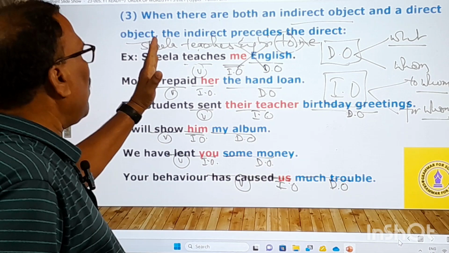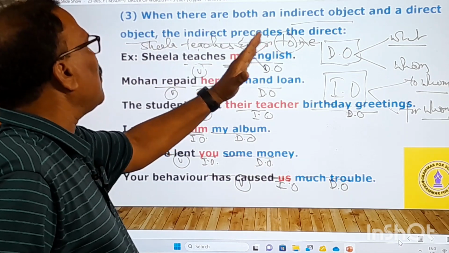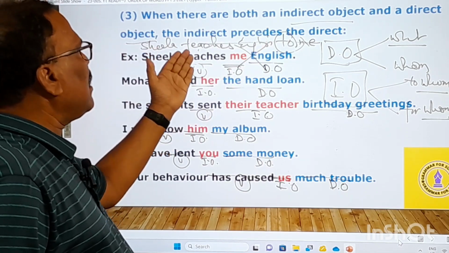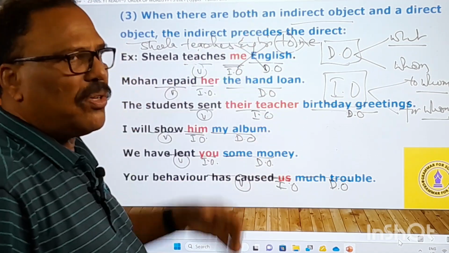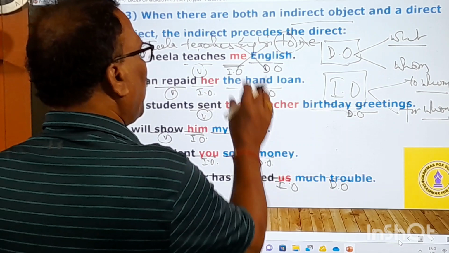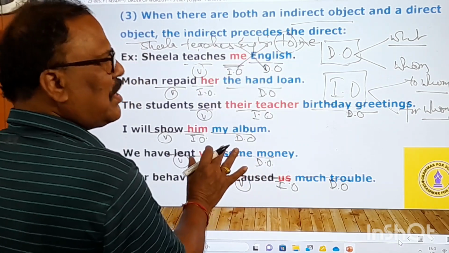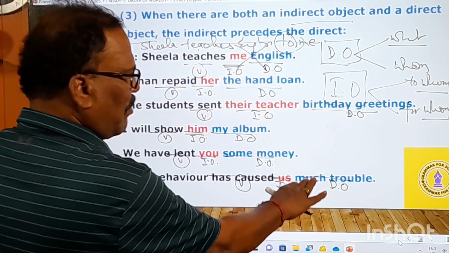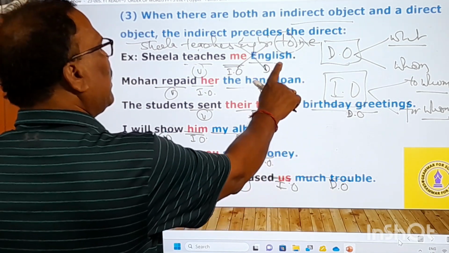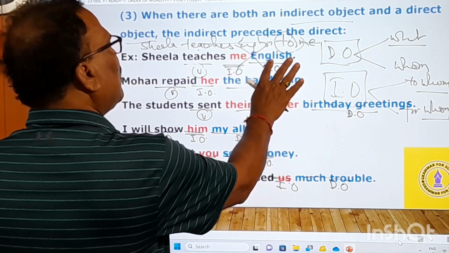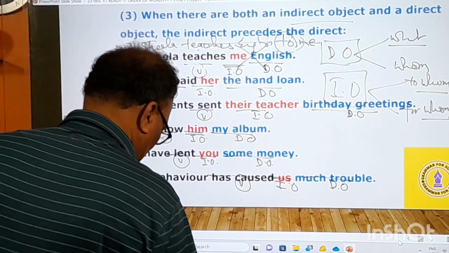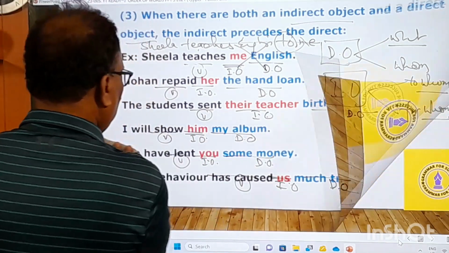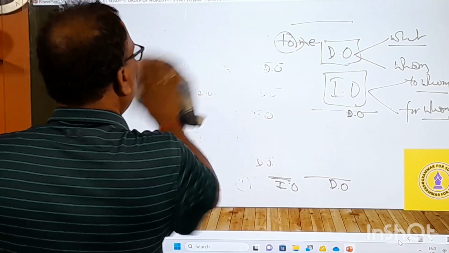So, Sheila teaches me English. You can also say, Sheila teaches English to me, but the first is the standard sentence. That's also correct, of course. Okay, right. Now from this slide, what have you learned? Some verbs take two objects after them, and the indirect object is placed before the direct object. These are the two things. Okay, go to the next slide.